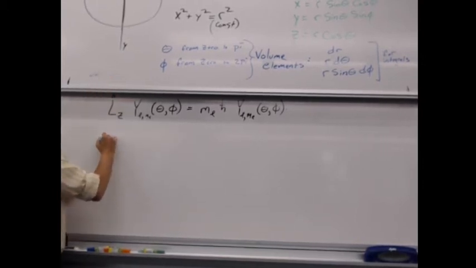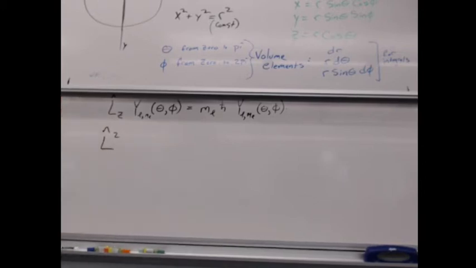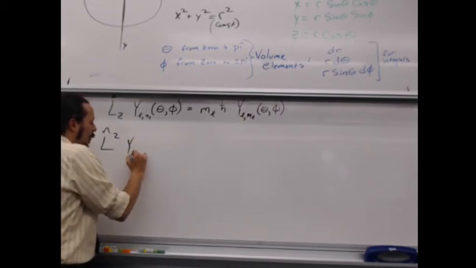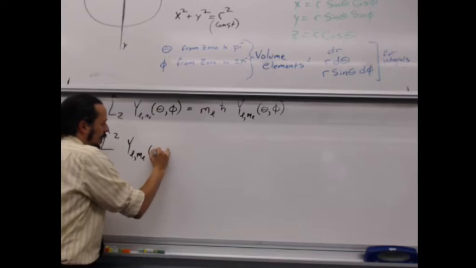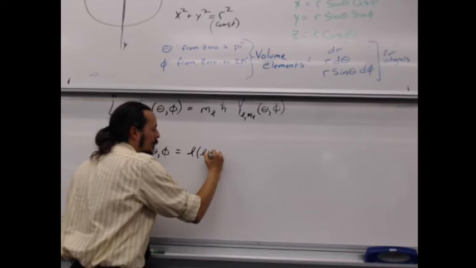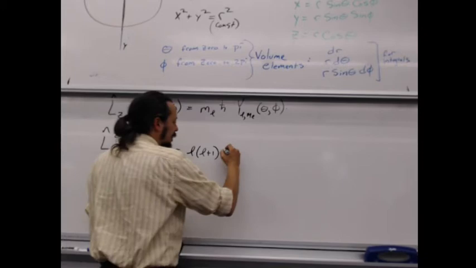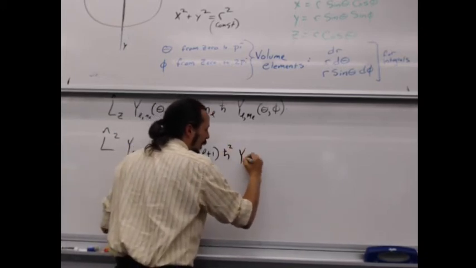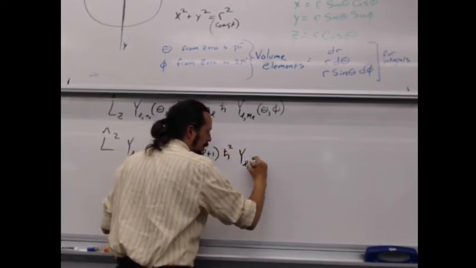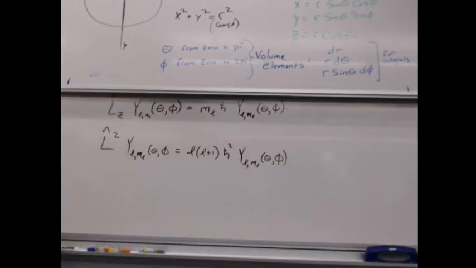We're also going to have another operator, the L squared operator, which is going to be Lx squared plus Ly squared plus Lz squared. It's also going to operate on Y of l, m sub l, theta, and phi, and it's going to give us l times (l plus 1) h bar squared. That's the answer that we want to get to.